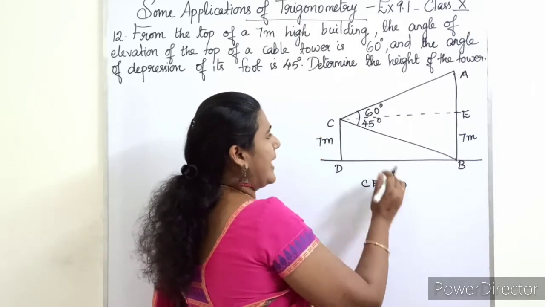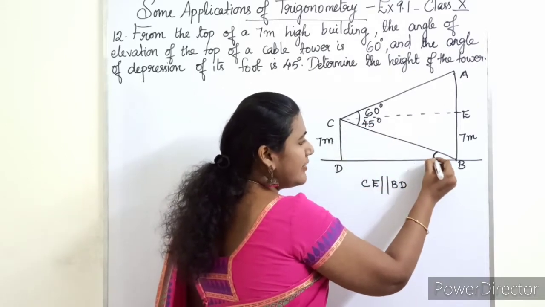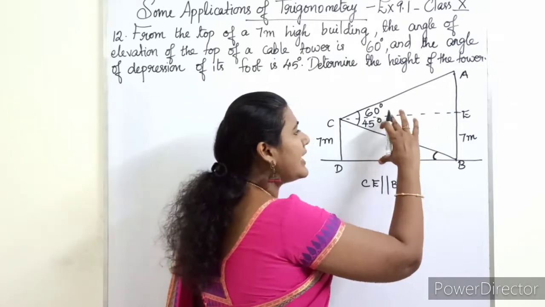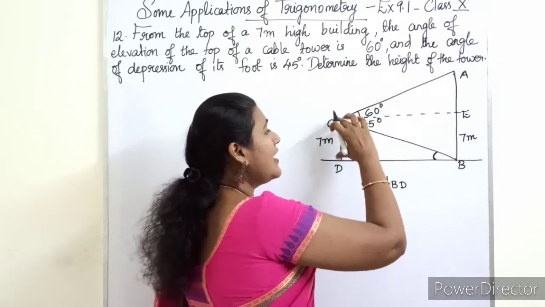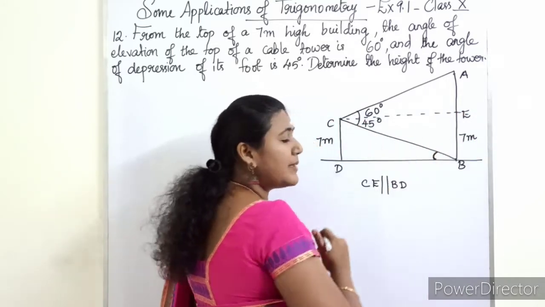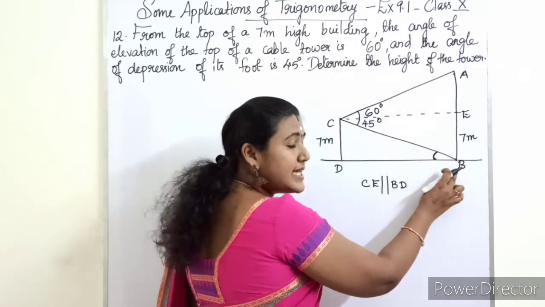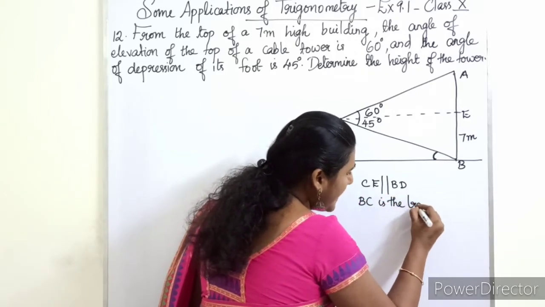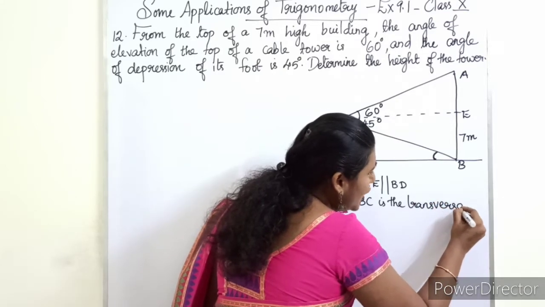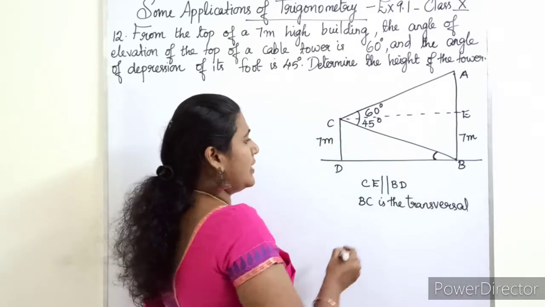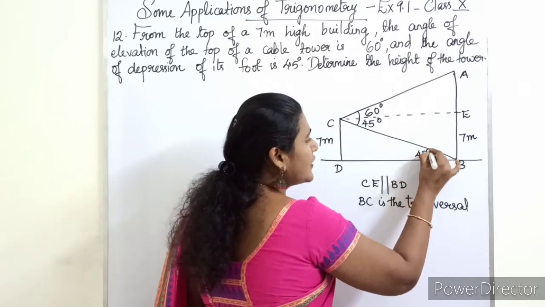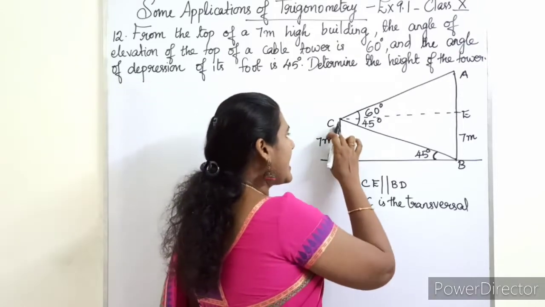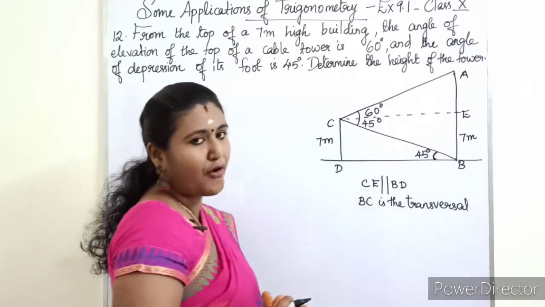Since these two are parallel, what about this angle and this angle? We can call these two angles alternate interior angles, and you know that alternate interior angles are equal if parallel lines are intersected by a transversal. So here BC is the transversal. So the alternate interior angles are equal. That means this angle is also 45 degrees. Therefore angle CBD is also 45 degrees.